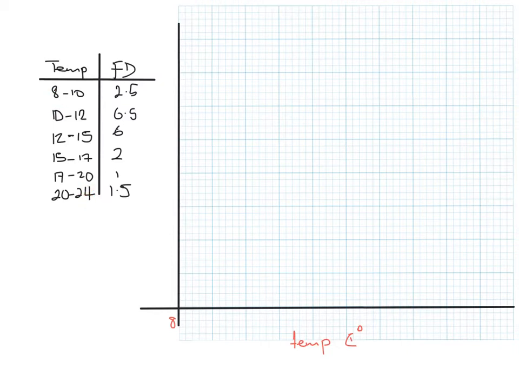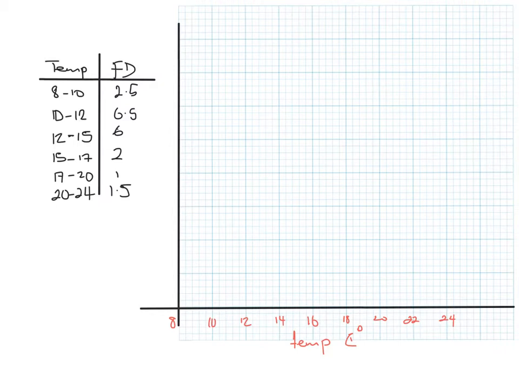So I will count in regular steps on this axis. So because of the space I've got, I'll count in twos. So that's going to be 10, 12, 14, 16, 18, 20, 22, and 24. All right, that's brilliant. So we got all that to fit.